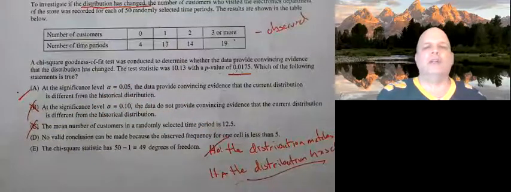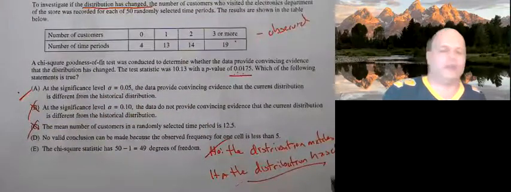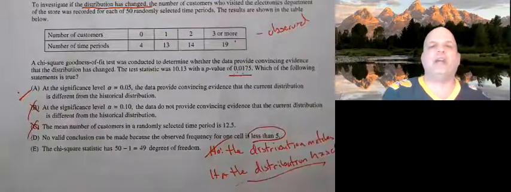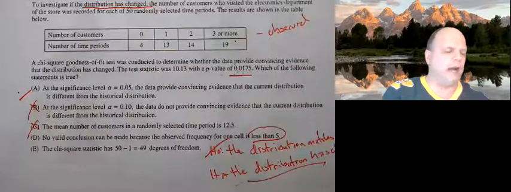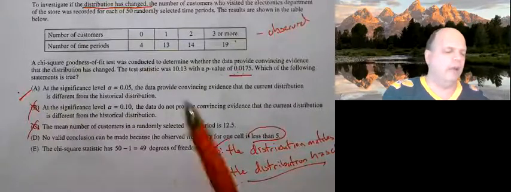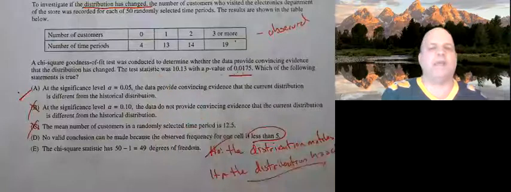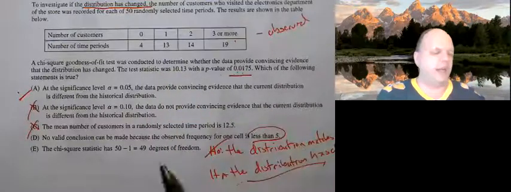No valid conclusion because the observed frequency for one cell is less than 5. This is a critical thing. Observations can be less than 5. Expected values cannot be less than 5. So if my expected value is less than 5, I have a problem, but I can have observed values that are less than 5, no problem with that.